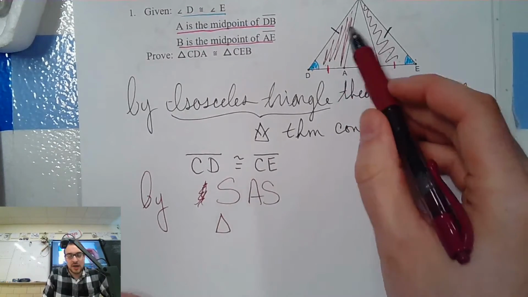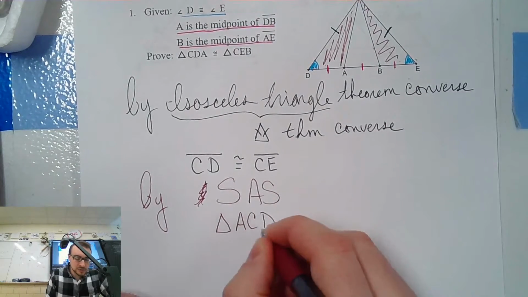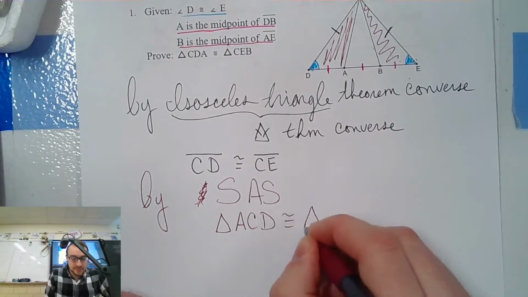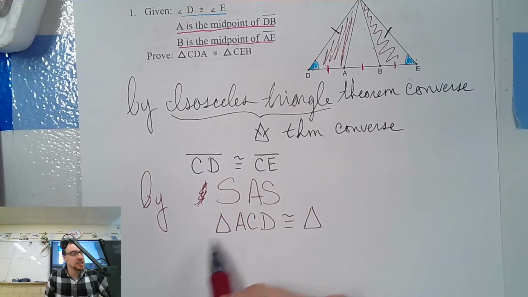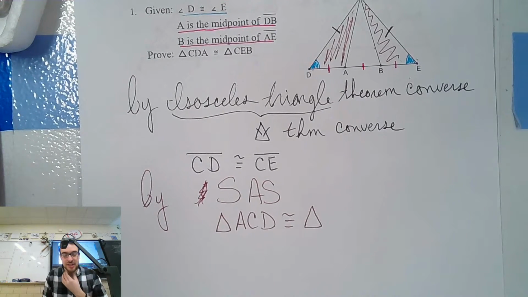I'm going to call this triangle on the left triangle ACD. I try to keep it in alphabetical order for the first one as much as possible. You don't have to. You can call it DCA or CAD. Just make sure your letters line up when we're done, though. So ACD congruent to the other triangle.